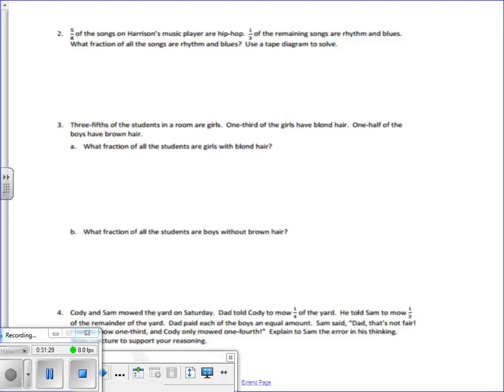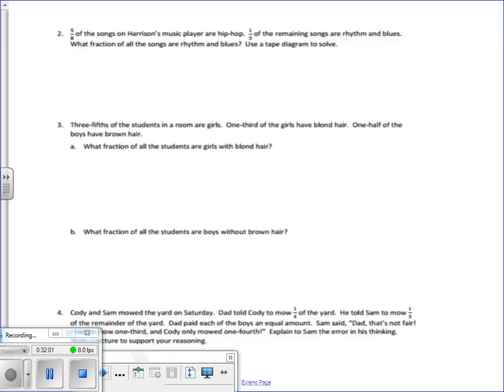5/8 of the songs on Harrison's music player are hip hop. 1/3 of the remaining songs are rhythm and blues. What fraction of all the songs are rhythm and blues? Use a tape diagram to solve.